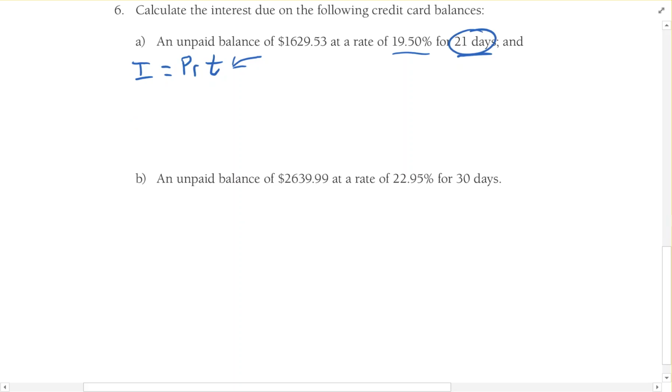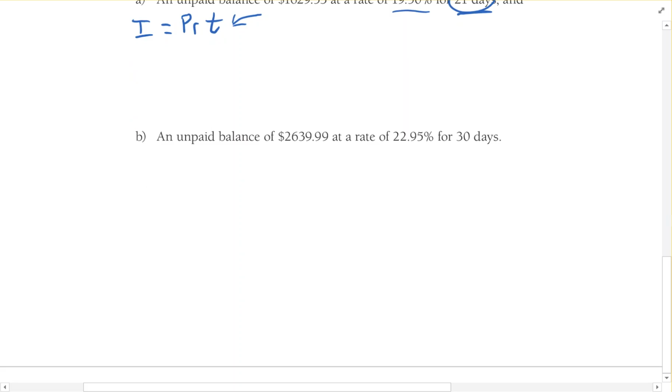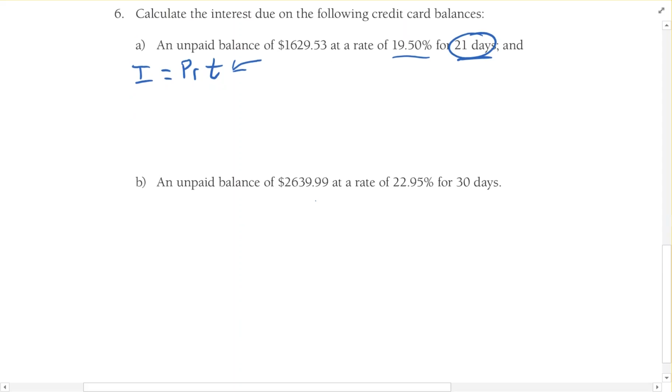Okay, and then 6B is going to be the same type of thing. Actually, almost identical, just different numbers. So go ahead and answer 6B now.